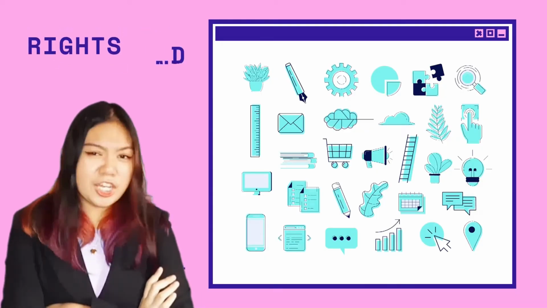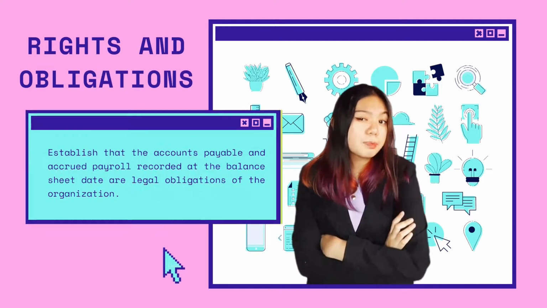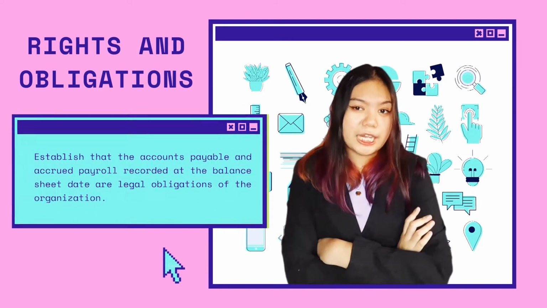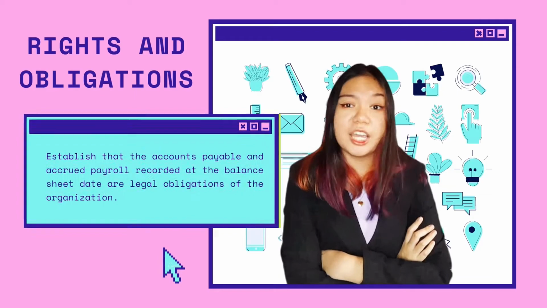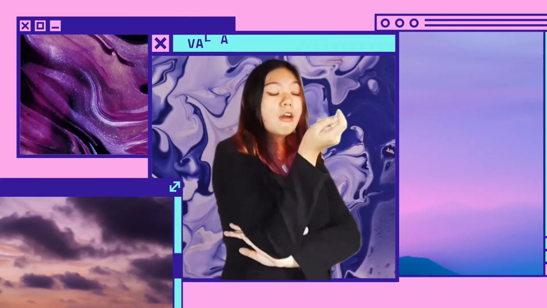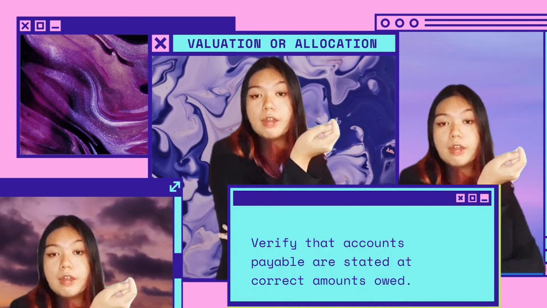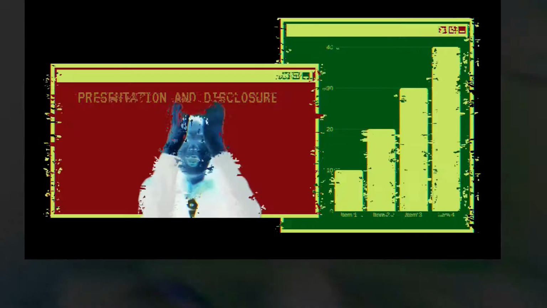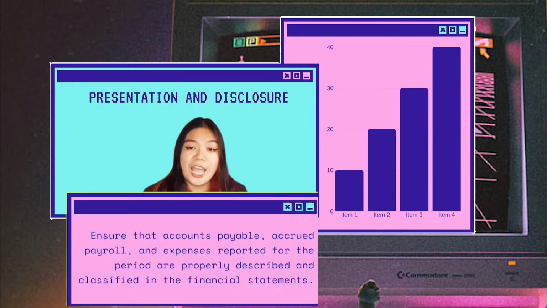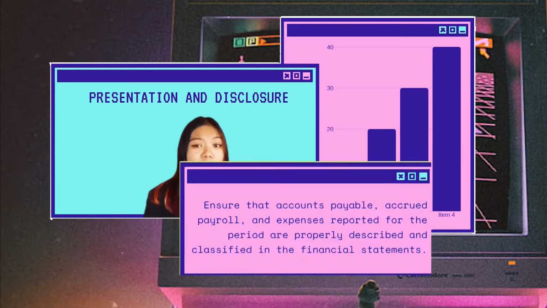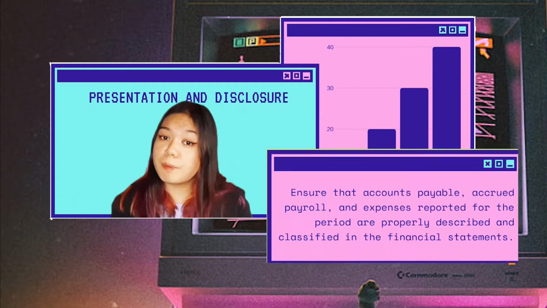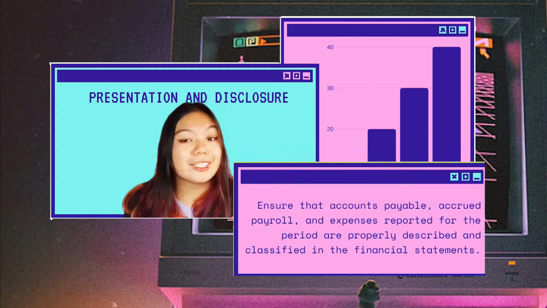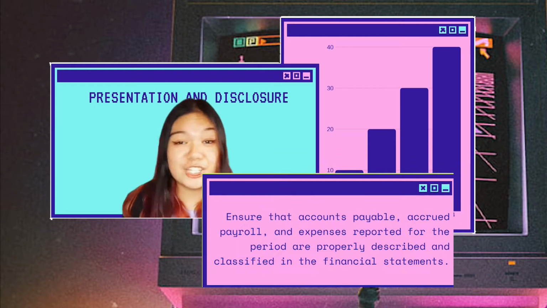Rights and obligations. Establish that the accounts payable and accrued payroll recorded at the balance sheet date are legal obligations of the organization. Valuation or allocation. Verify that the accounts payable are stated at correct amounts owed. Presentation and disclosure. Ensure that the accounts payable, accrued payroll, and expenses reported for the period are properly described and classified in the financial statements.